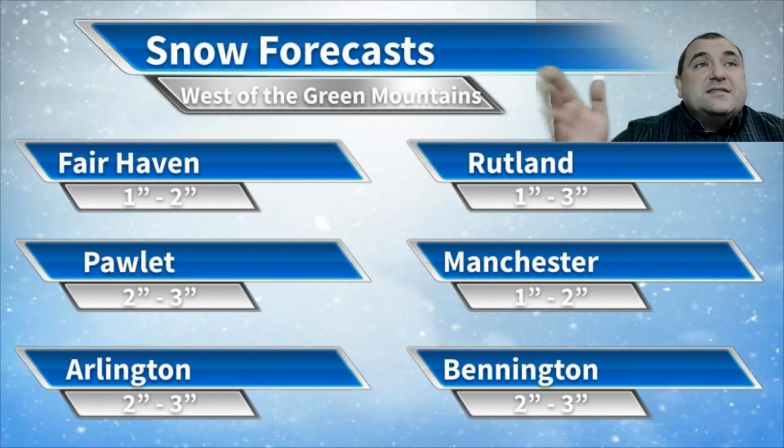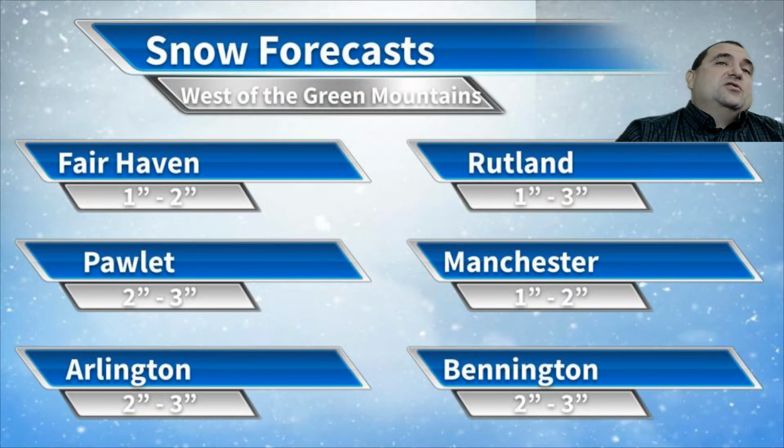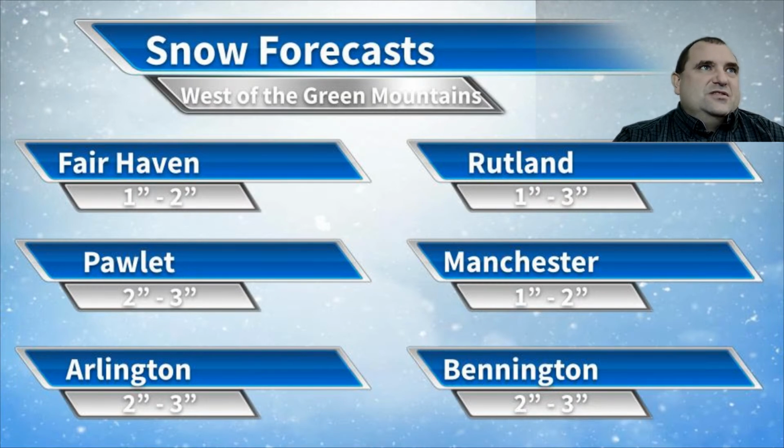For areas west of the Green Mountains, essentially western Rutland County and western Bennington County: Fairhaven, an inch or two of snow. I wouldn't even be surprised if in Fairhaven it was just some flurries in the air. Rutland, 1 to 3, could get a little bit more. Poultney, 2 to 3 inches. Manchester, 1 to 2, not much there. Arlington, 2 to 3. Bennington, 2 to 3.